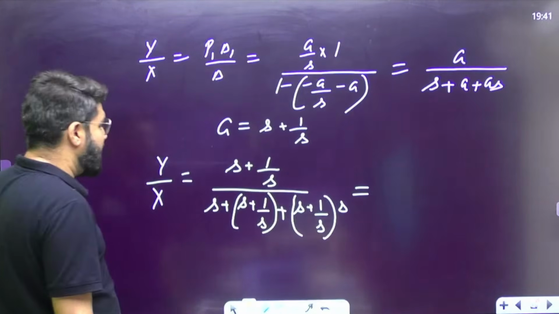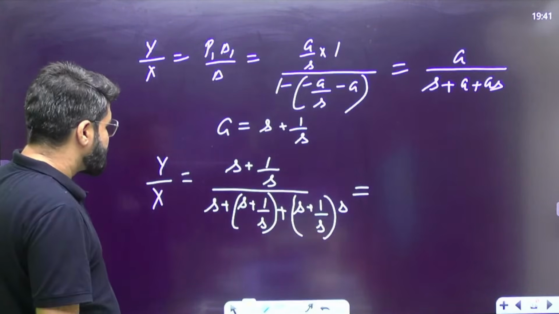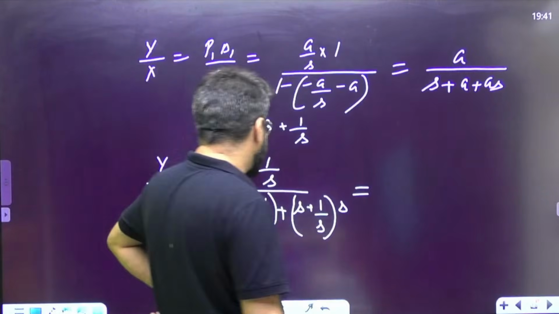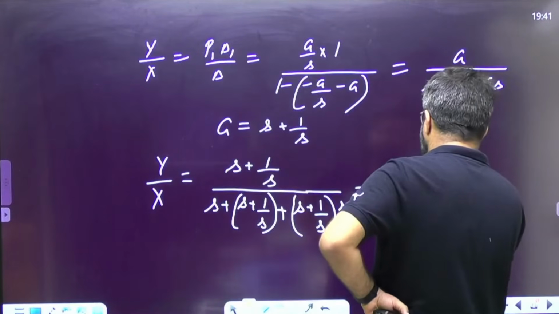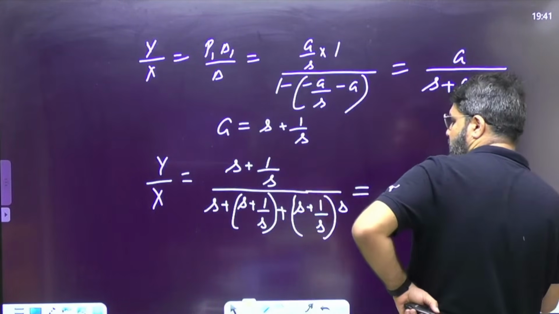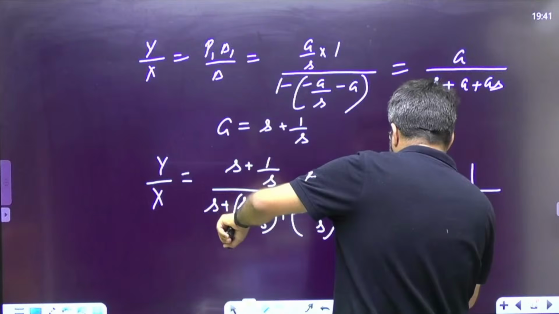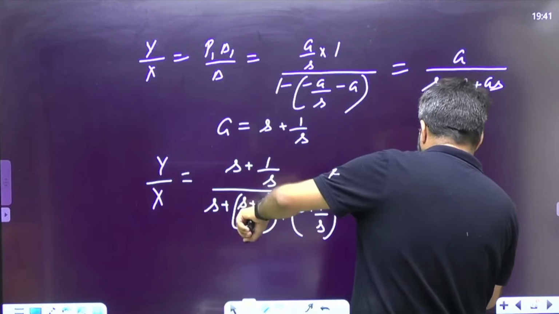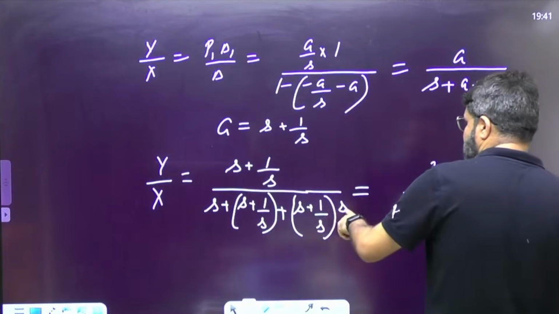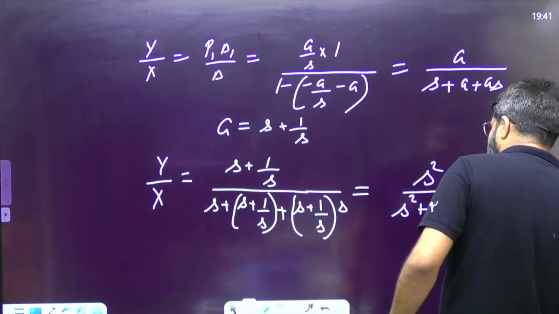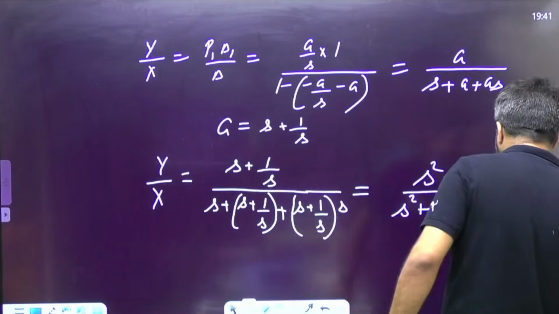Okay, to simplify it, I'll again multiply by S. If I multiply by one more S, I will get S square plus 1 in the numerator, and the denominator will be S square, which will again be S square plus 1, plus multiplied by S, so S cube. The next term, this S is cancelled, but another S I multiplied.